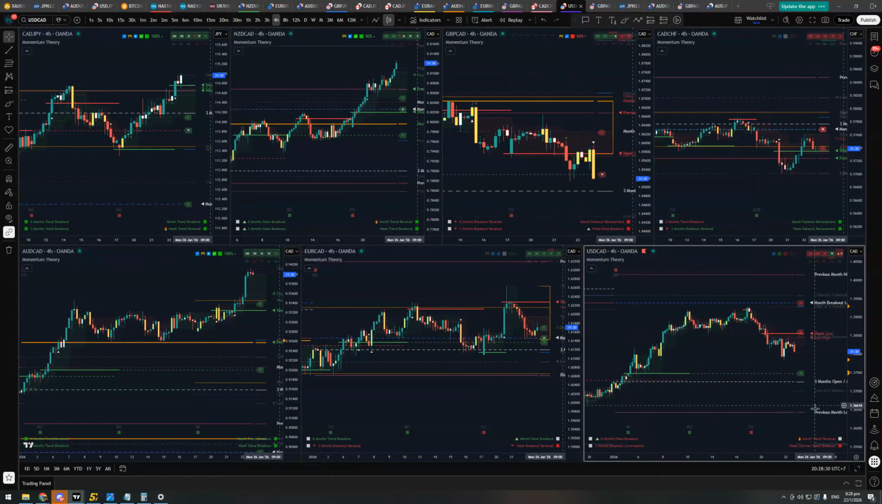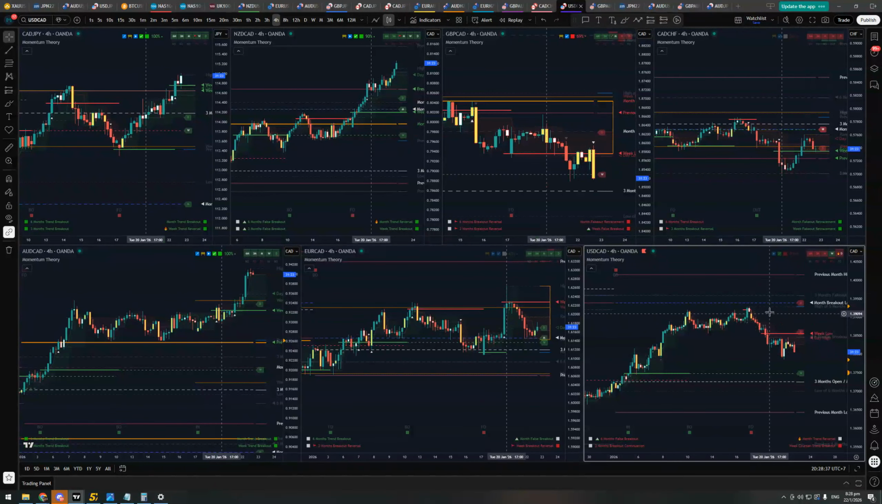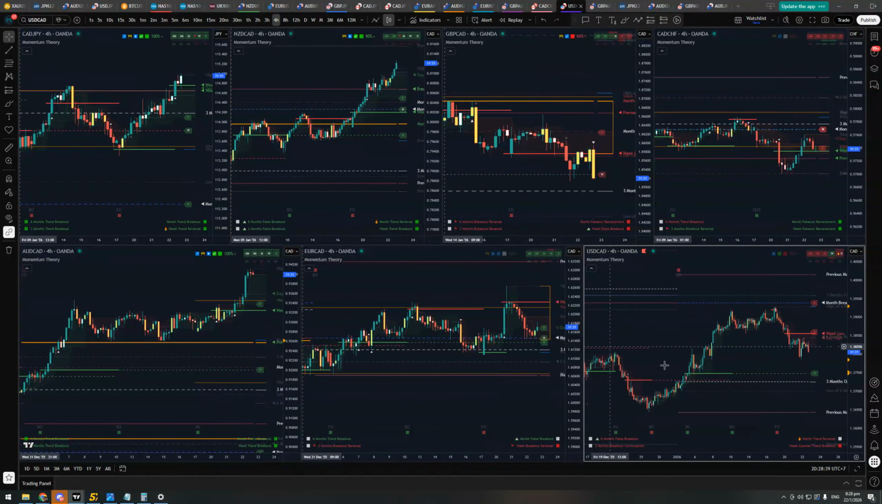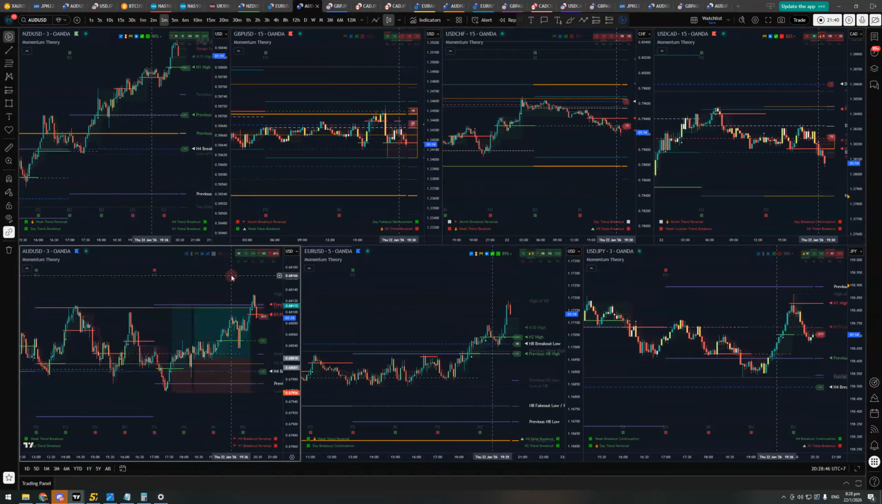And the reason why this is not lit up is because we're in a counter trend breakout. So technically we are bullish above this weekly breakout level, but we are breaking out below previous week low. And yeah, that's the reason why. And that's pretty much it. That's the process of how I trade when I'm scalping.